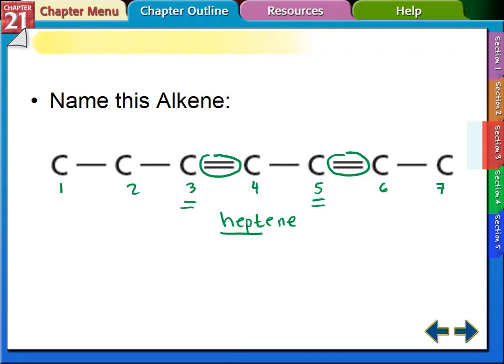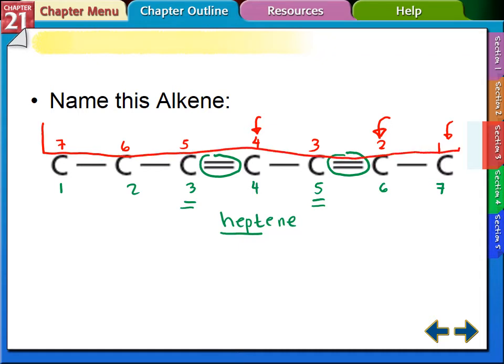However, if we start counting from this carbon here, so we call that carbon 1, 2, 3, 4, 5, 6, and 7. The first double bond is associated with carbon 2, while the second double bond is associated with carbon 4. So this upper way of numbering the carbon atoms is more proper compared to the other one, the lower portion.